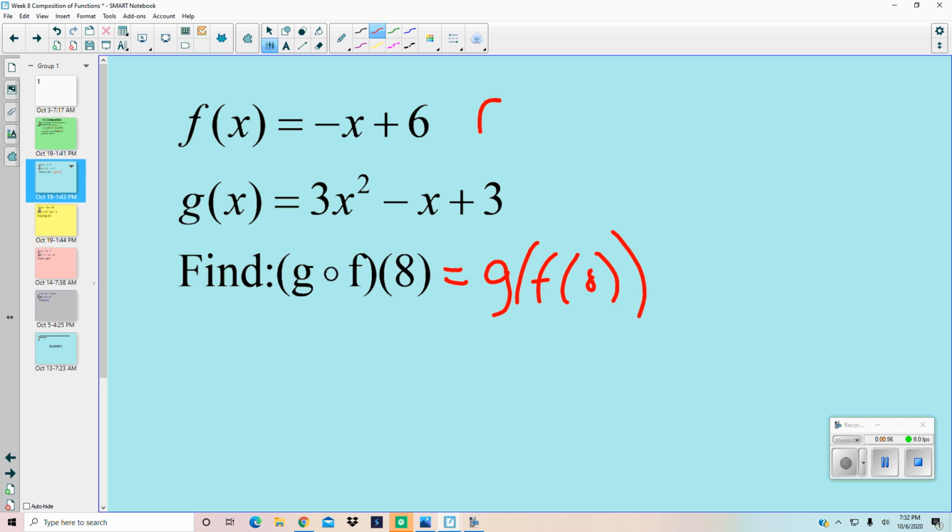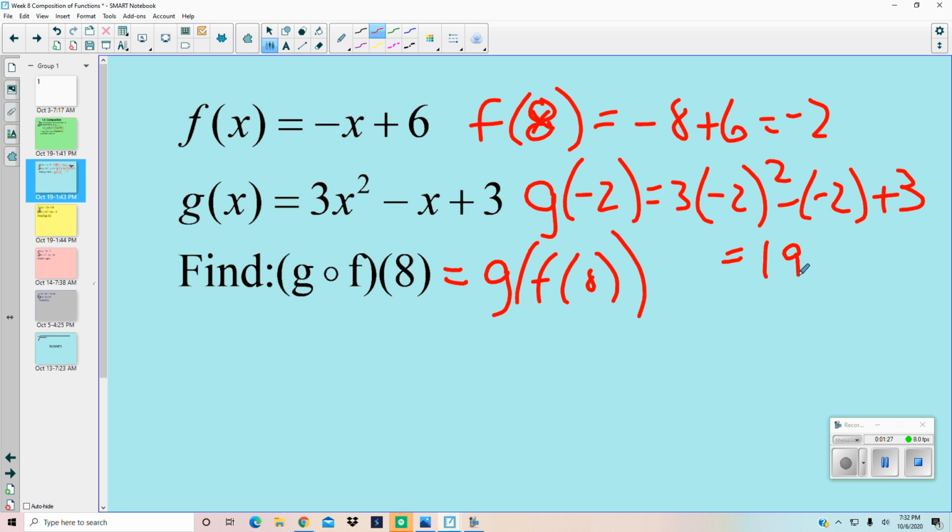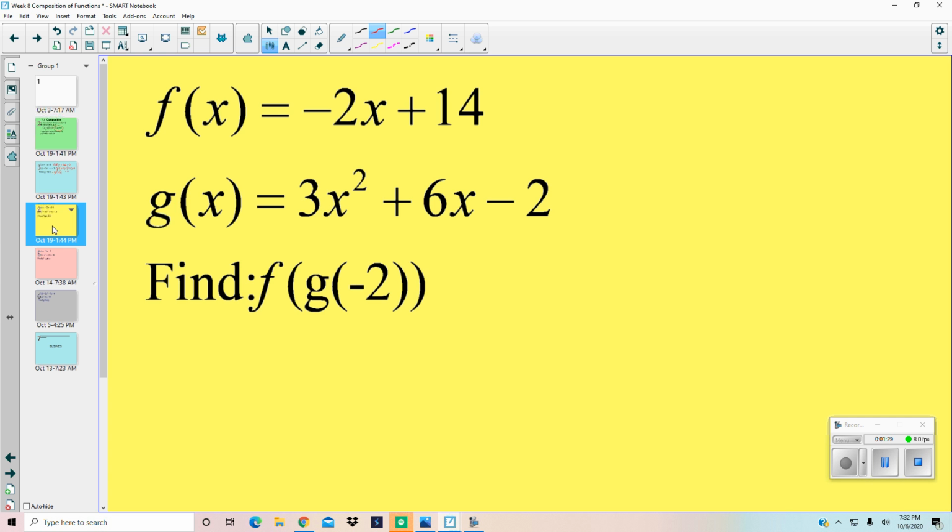So let's just find f of 8 first. That means, oops, 8. Put 8 in for x, you get -2. So then I find g of -2. So that gives me 12 plus 4 plus 3 is 19. Let's do another one like that.